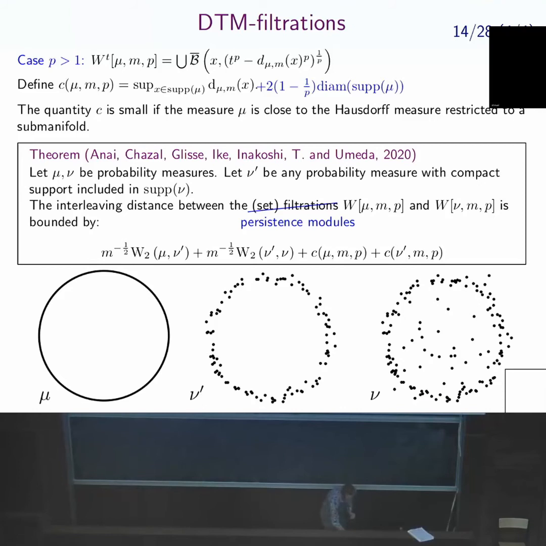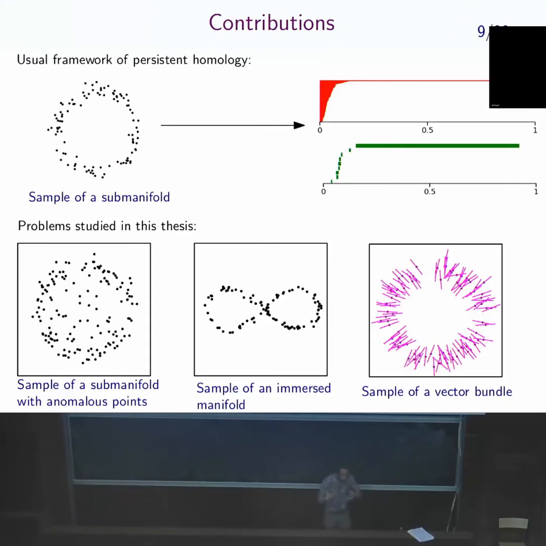So this is it for the DTM filtrations. So we studied here a different context than the usual context of persistent homology. In my second work, I studied another context again. It is when the point cloud is sampled not close to a manifold, but close to an immersed manifold.